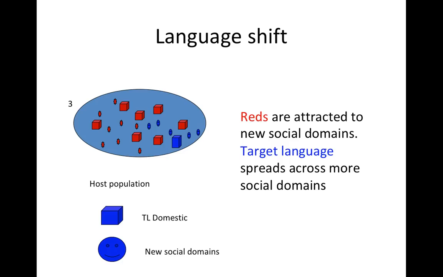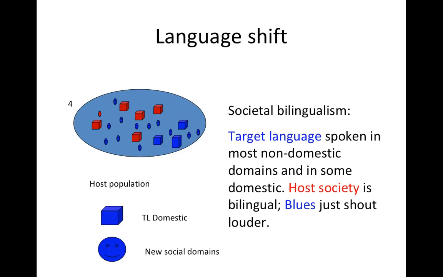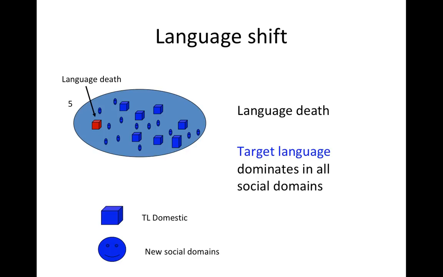The target language begins spreading across more and more social domains until ultimately you get societal bilingualism, where the target language is spoken in most of the non-domestic domains, and in some houses, previously red, they're letting their children grow up speaking blue instead. So the host society becomes bilingual. Reds are bilingual. Blues just shout louder. Ultimately, you get language death. Finally, you have in that one red house a red grandmother singing red lullabies to her uncomprehending blue grandchildren, as her language dies and the blues have replaced it.